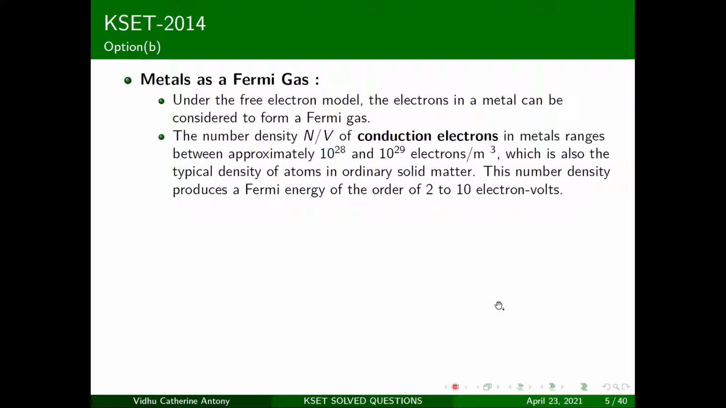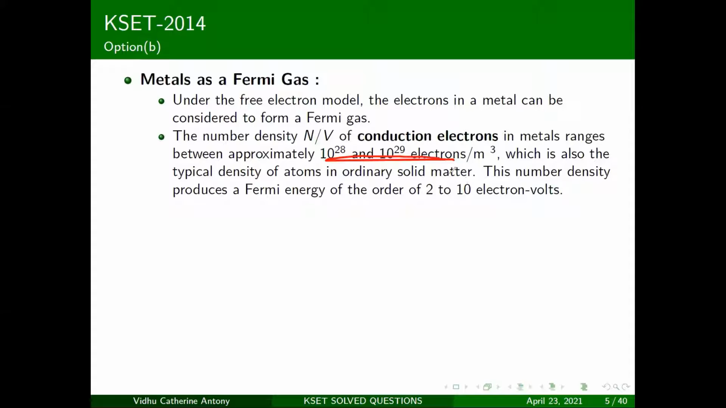Free electrons in metals is what I remember, if I remember it correctly. So the number density N by V of conduction electrons in metals ranges approximately between 10 to the power of 28 and 10 to the power of 29 electrons per meter cube. Now, the reason I'm telling you this statistic is so that you can understand if you've gone wrong in your calculations. If you have a metal that has been given to you, and, let's say, the wave vector is given to you instead, and you want to calculate the number density, then you can work it backwards. You know that it's supposed to be around 10 to the power of 28 to 10 to the power of 29 electrons per meter cube. So this is also the typical density of atoms in ordinary solid matter.